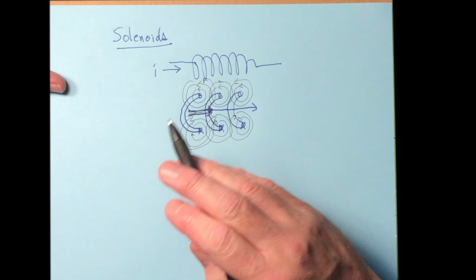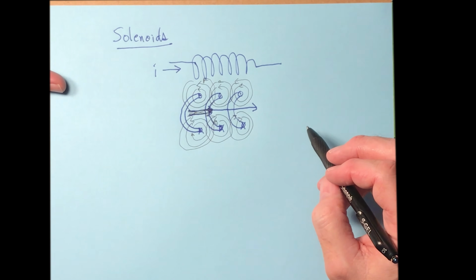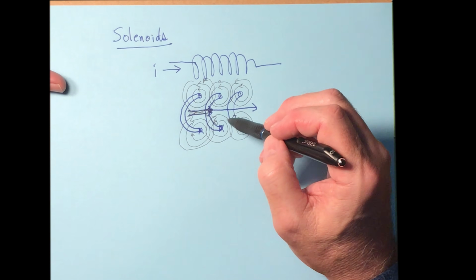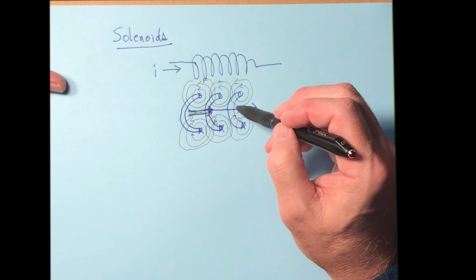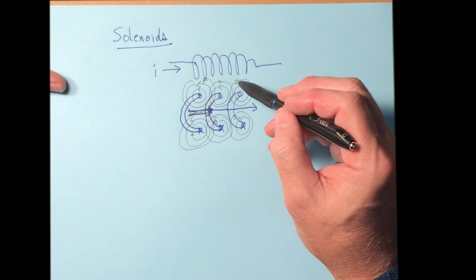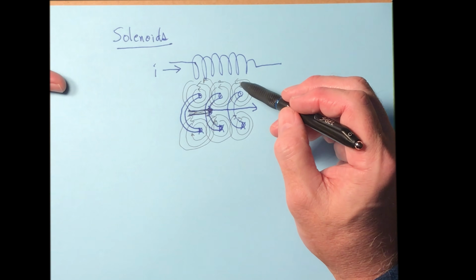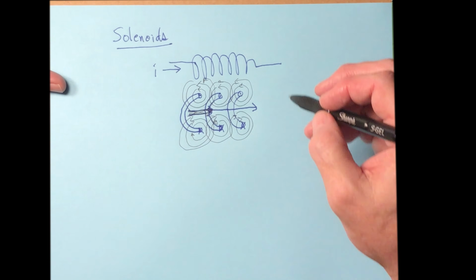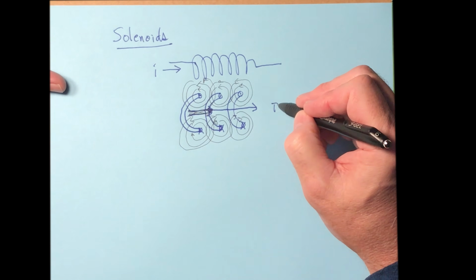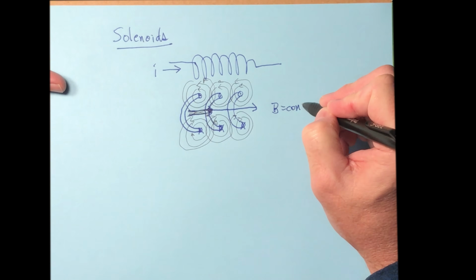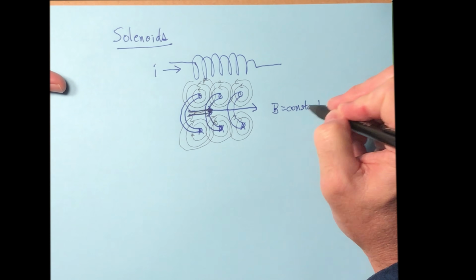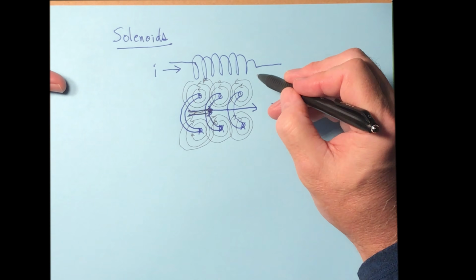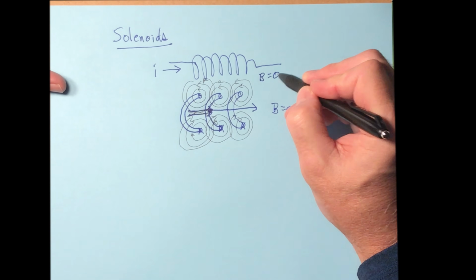Now, for an ideal solenoid, B is going to be constant and uniform at the center, and the magnetic field on the outside is going to be 0. Now, that's an idealized case. So at the center, B equals constant and uniform. On the outside, B equals 0.